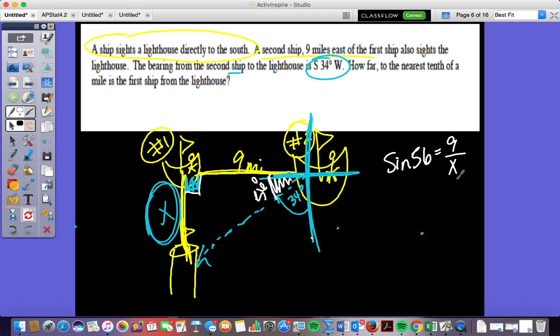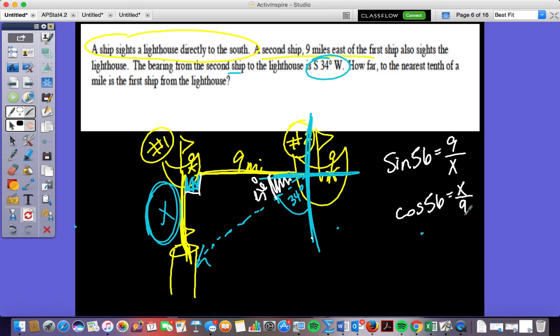Caitlin, you got it? It needs to be cosine. And then it needs to be x over 9. Okay, so Caitlin said cosine of 56 equals x over 9. Still not quite right. Should it be tangent, Rosemary?